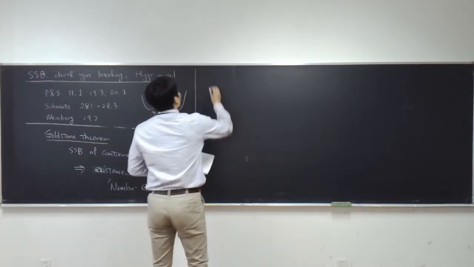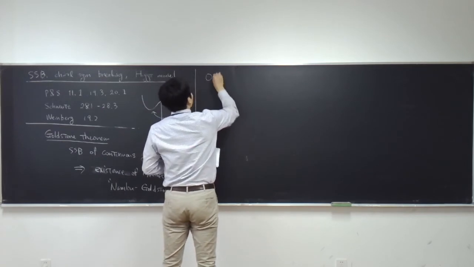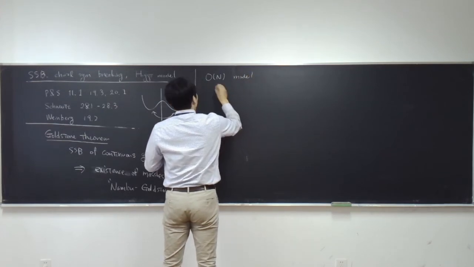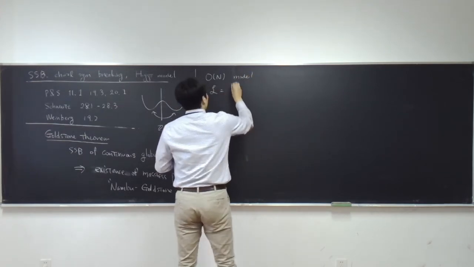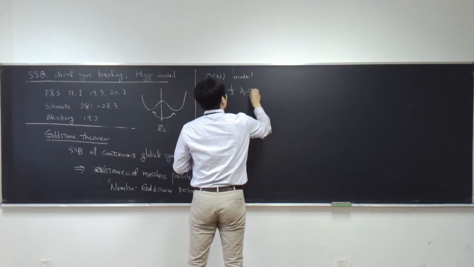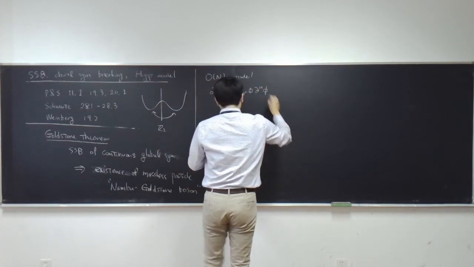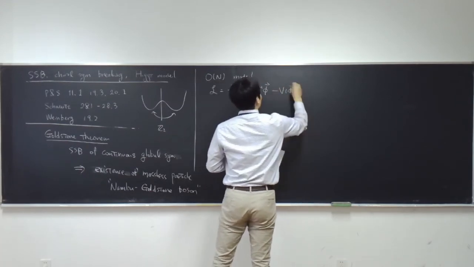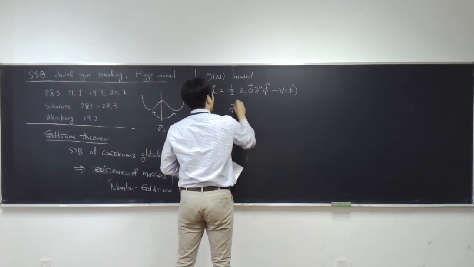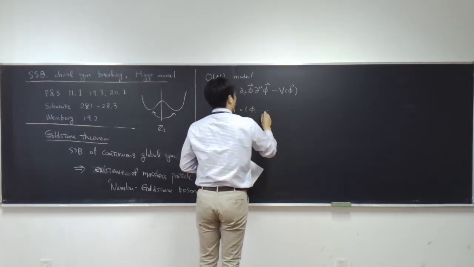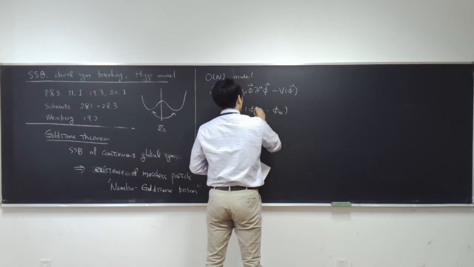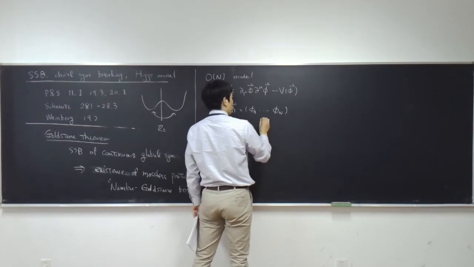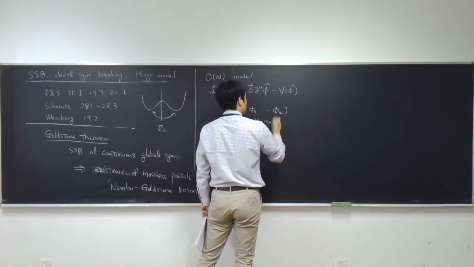So let's consider the O(n) model. It's almost an answer to the question, but it's okay. At this moment, it's really difficult to create a suitable homework. Let's see. Let phi be phi 1 through phi n, n real scalars.